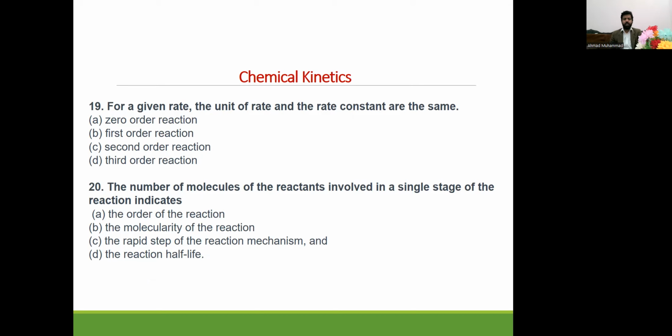The number of molecules of reactants involved in a single stage of the reaction indicates the order of reaction, the molecularity of the reaction, the rapid step of the reaction mechanism, or the reaction half-life. So the right option is B, the molecularity of the reaction.